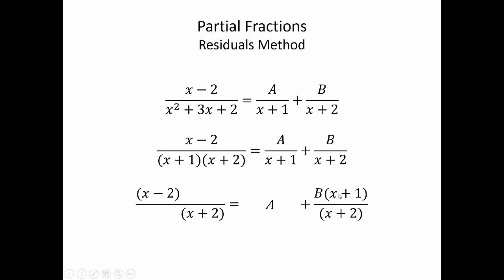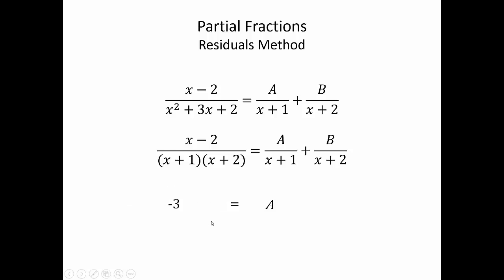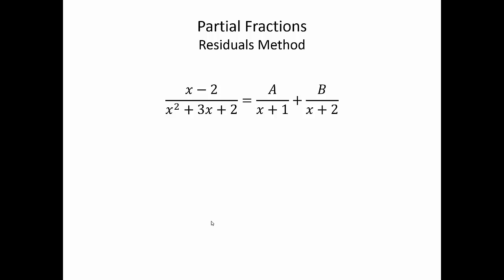And now, if we set x to negative 1, which was the denominator of our original A term, our B term is going to go away. And remember that x is negative 1. We now know that A is equal to negative 1 minus 2 over negative 1 plus 2, or negative 3. That's how it works. That's really why it works.